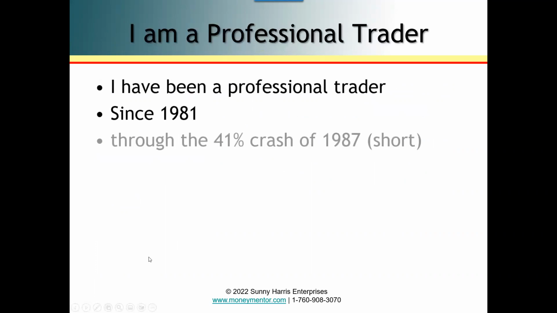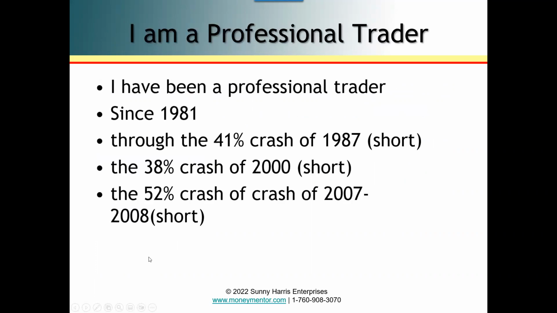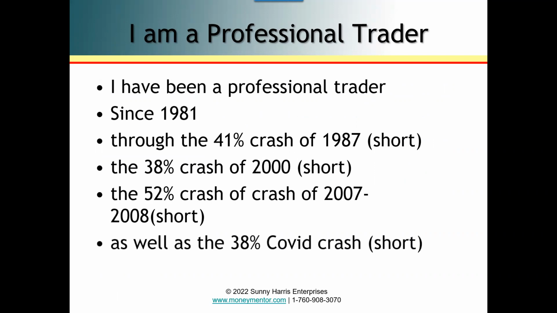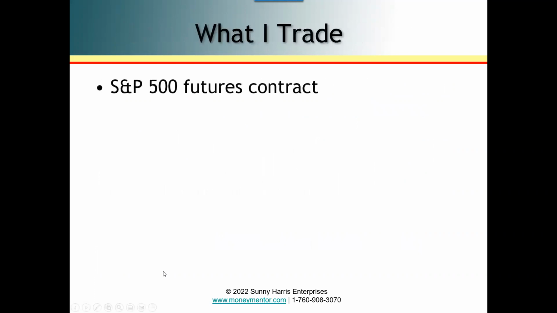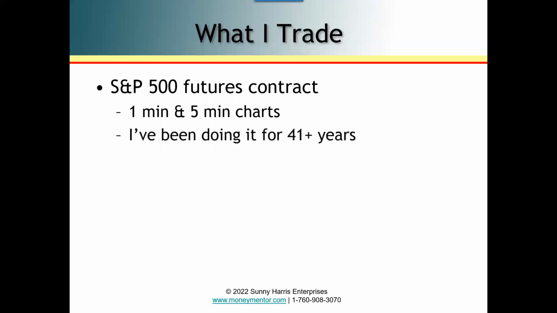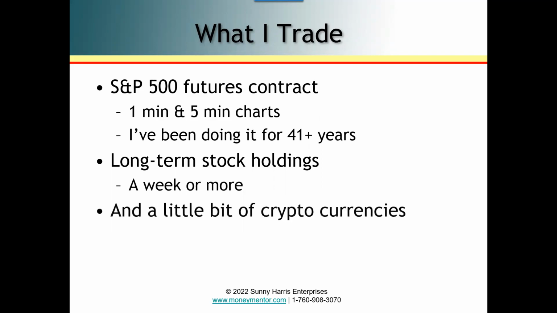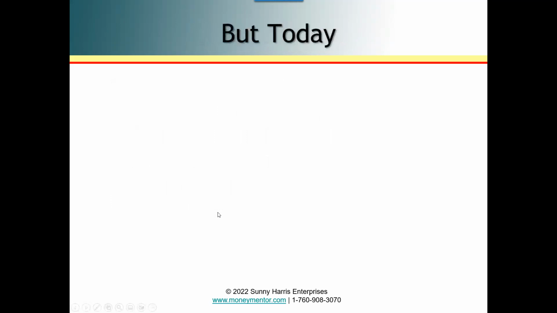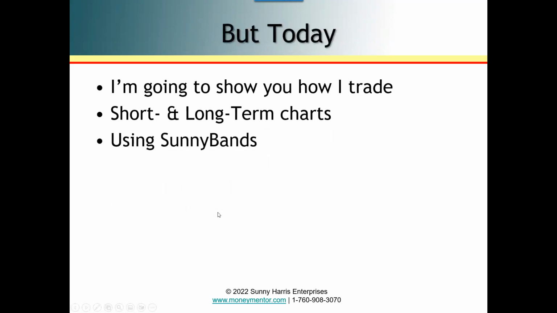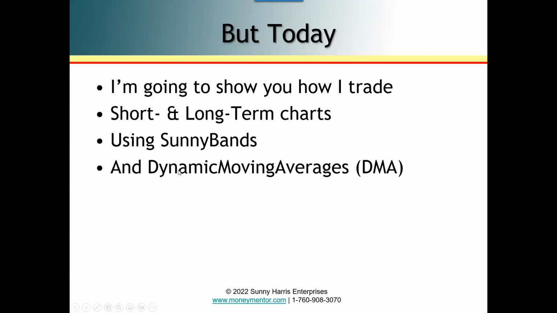So I've been trading since 1981 through all the crashes of this century and the last, as well as the 38% COVID crash, all those going short. I trade the S&P 500 futures contract on 1 and 5 minute charts, and I've been doing it for almost 42 years. I do have long-term stock holdings. To me, that means a week or more. That's long-term. And I have a little bit of cryptocurrencies. Today, I'm going to show you how I trade short and long-term charts using SunnyBands and my dynamic moving average, DMA.